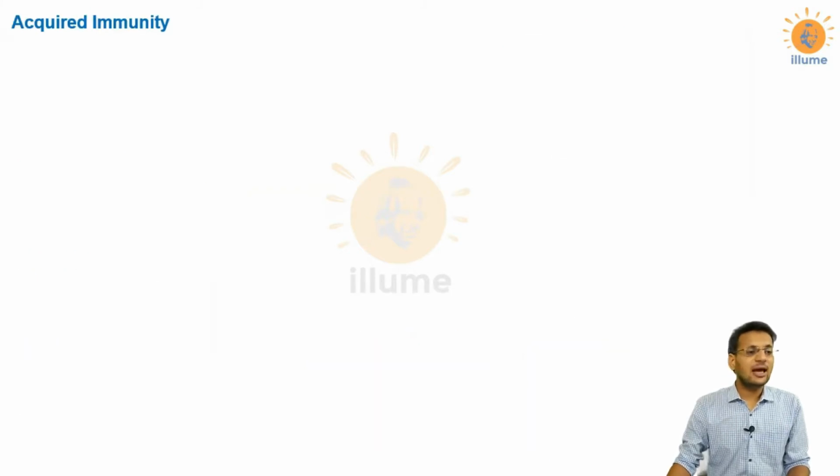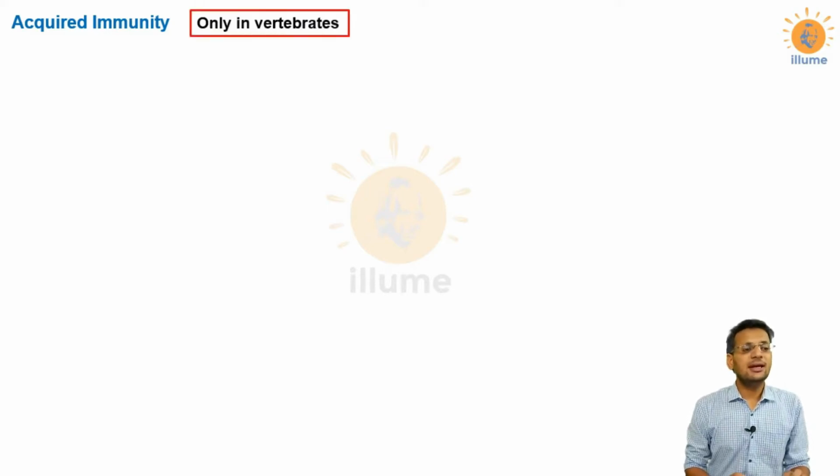Now I'll start with acquired immunity. As the word suggests, it is immunity which is acquired after birth. It is not present since birth. The immunity which is present since birth is called innate or congenital immunity. Acquired immunity is not present since birth, and it is acquired after birth. The most important thing is that acquired immunity is present only and only in vertebrates. Invertebrates don't have acquired immunity.